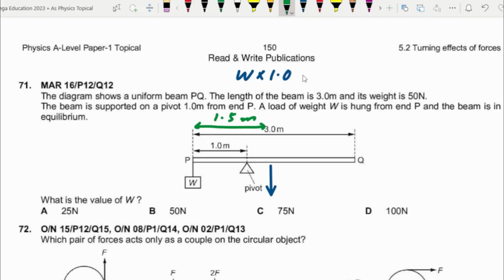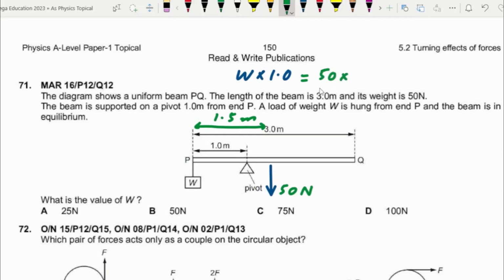Any other force that would rotate it anti-clockwise? No. So let's proceed to the clockwise moments, which is the weight of the beam, and the weight of the beam is 50 Newton. Okay, it is given in the question. So this force represented by the blue line, which is the weight of the beam, is 50 Newton. So you write 50 here, and what is the distance of that force from the pivot?